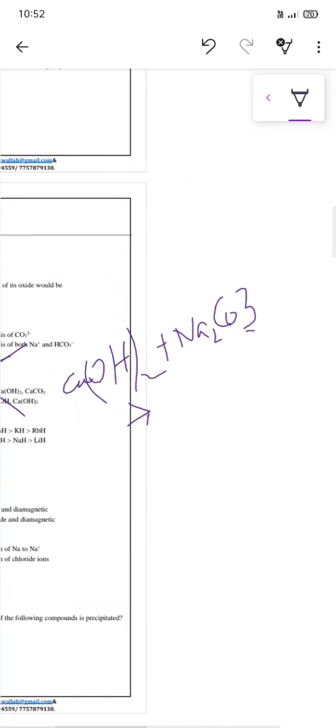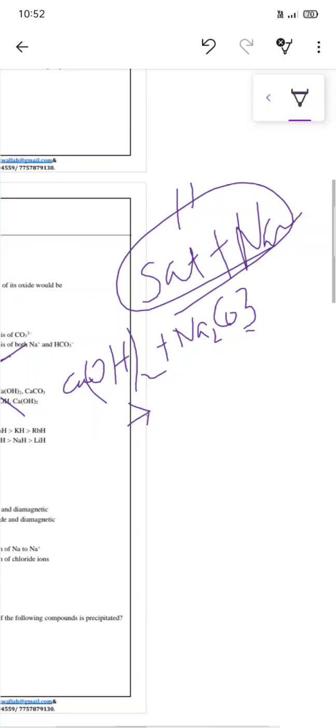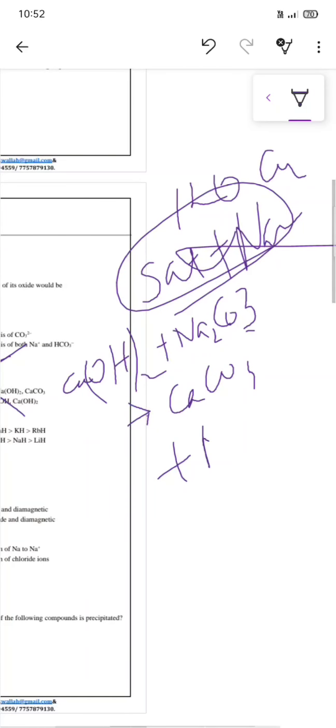Okay, I am sorry, I was a little bit confused about salt, because when salt plus Na2CO3 it gives something else. It gives water also, carbon dioxide also. So this is not that reaction. So this is nothing but CaCO3 plus NaOH.